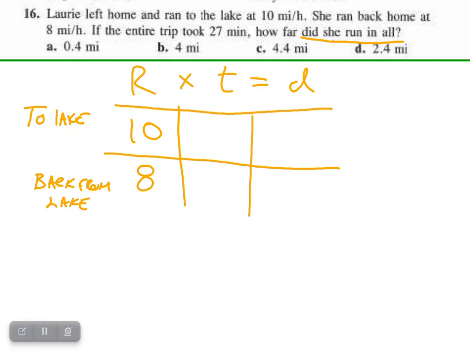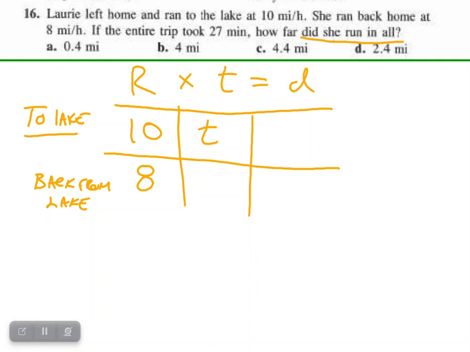All right. Do I know the time that it took for her to get to the lake? No. Okay. So if I don't know something, what am I going to use? A question mark? A variable. We want a variable. What letter shall we use for a variable for time? T. Okay, that makes sense.